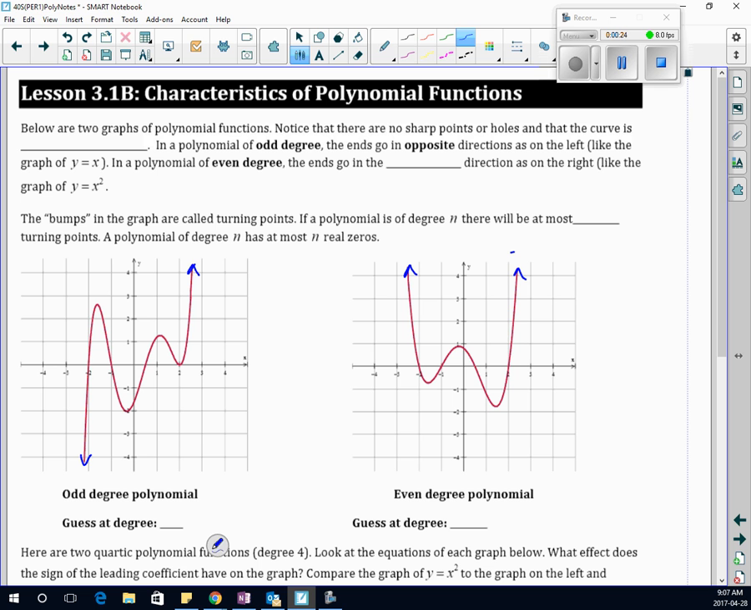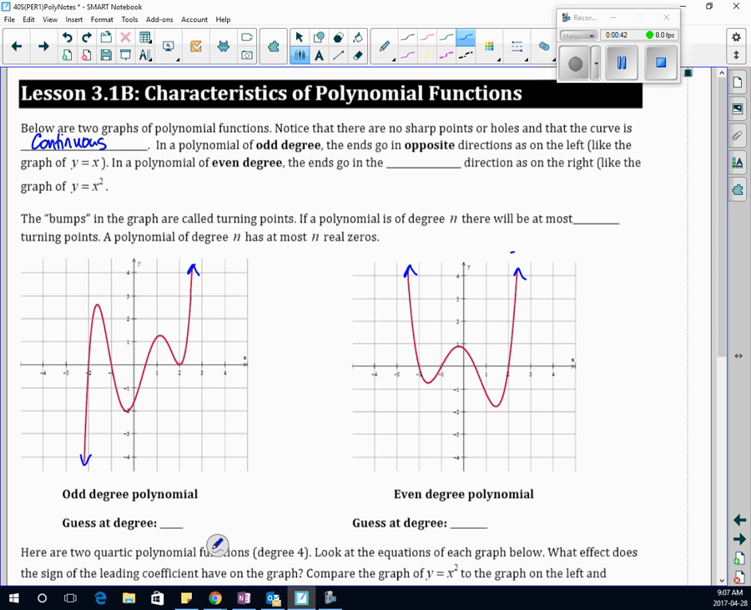So anyways, below are two graphs of polynomials. Note there are no sharp points or holes and that the curve is continuous. Besides awesome, it's continuous.